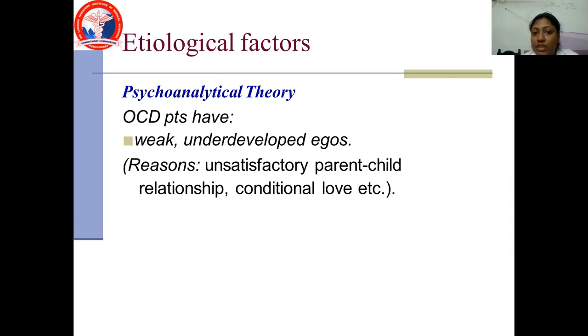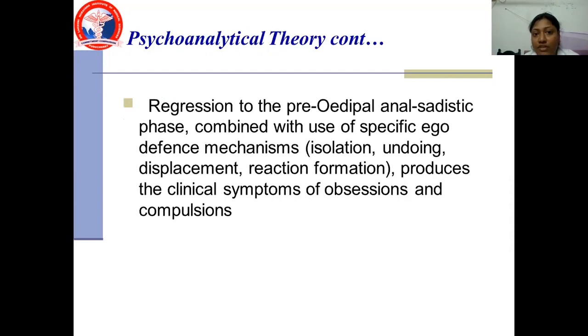These could be the reasons for underdevelopment of ego, which usually happens from 0 to 18 months. Now we have psychoanalytic theory continuity, that is regression to the pre-Oedipal anal sadistic phase. That is, I was talking about the psychosexual theory, where there is arrest at the anal stage. That is, it starts from 18 to 36 months, or almost 18 months to 3 years of life.